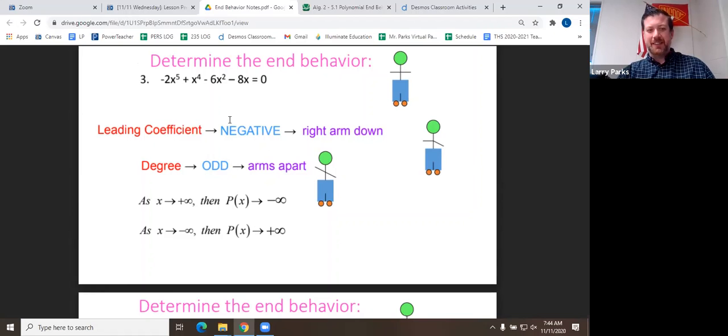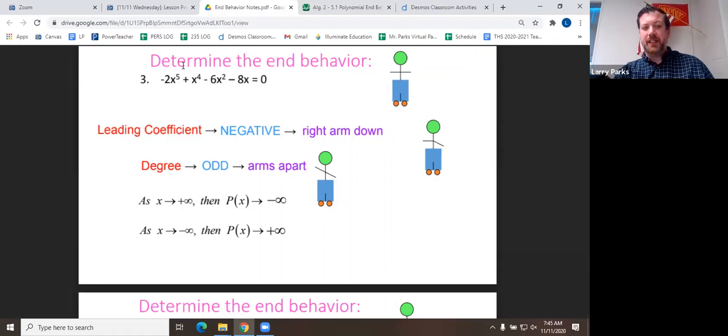All right, here's another one. The common mistake I see is kids always just pick the first term. Sometimes these things are not written in order. It just so happens that this slide is written in order. So I have negative 2x to the fifth. Negative 2, so that's negative. So my right arm goes down. So then I would say as x goes to the right forever, then the function goes down. That's how I say that in math language.